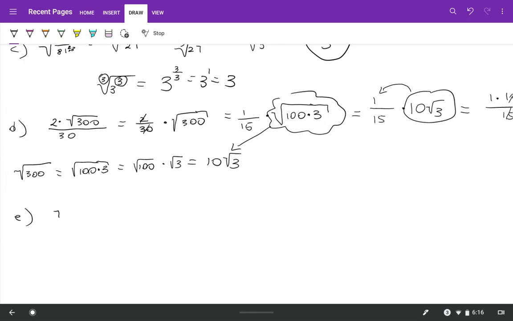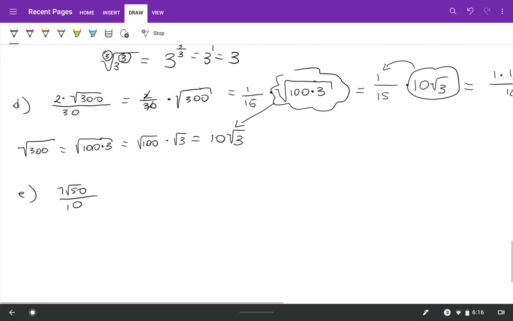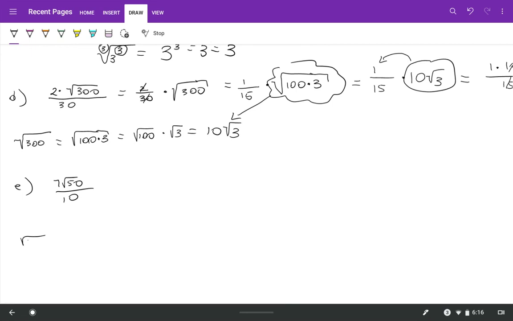Almost the same. 7 square root of 50 divided by 10. What I'm going to do is simplify the square root of 50, rewrite that as square root of 25 times 2. So we're using the product property. This is the same as square root of 25 times square root of 2. Square root of 25 is 5. Radical of 2, we cannot simplify.